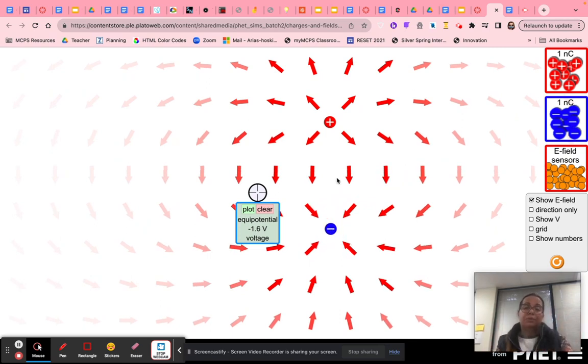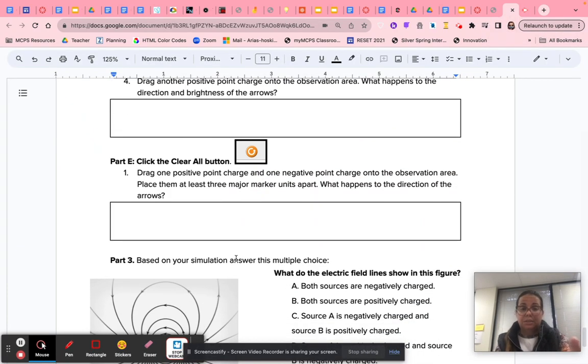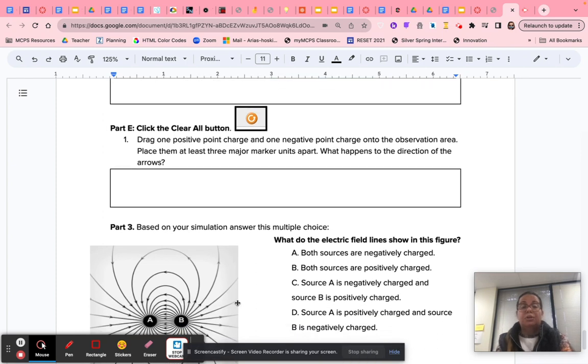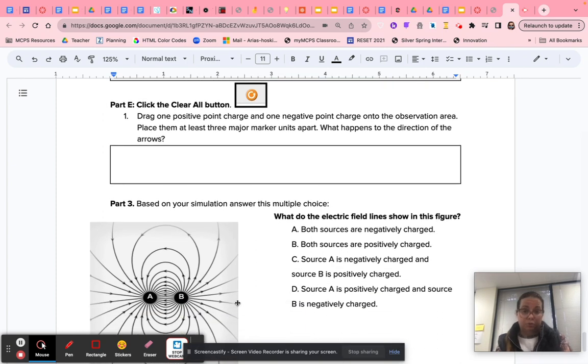What's going on with the direction of the arrows? Which one is going away, the positive or negative? Which one goes towards? Is it positive or negative? Make sure you understand that concept, because once you're done with this part, you're going to be able to answer part 3, the multiple choice.